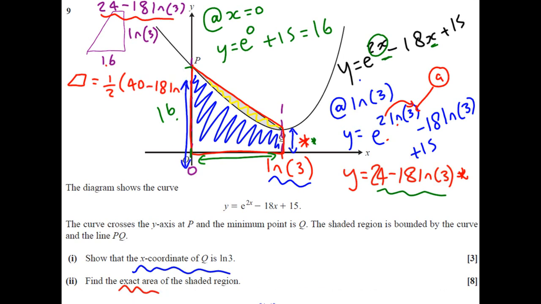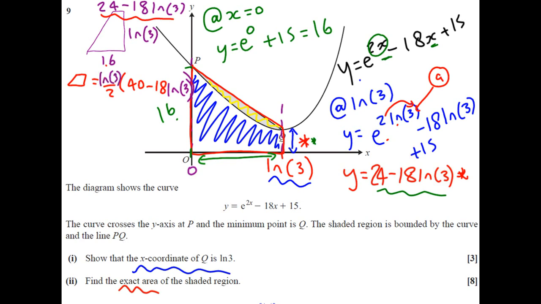Apologies for the messiness here. Trying my best to fit it in, I assure you. I'm going to change colour so you can see. I think 18 ln 3, and hope we don't make a mistake now with all that. We'll put this ln 3.